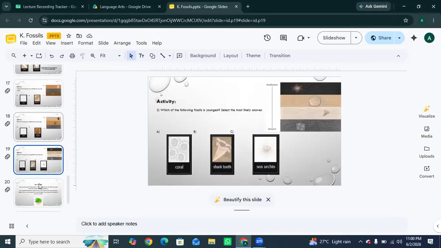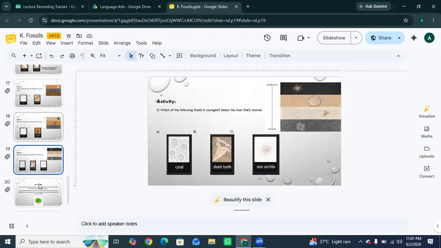So the next one is, which one of the following fossils is youngest? Select the most likely answer. Coral, shark tooth, sea urchin. Yes, sea urchin. Because this question asks for the youngest fossil, meaning we must check the highest or shallowest layer.